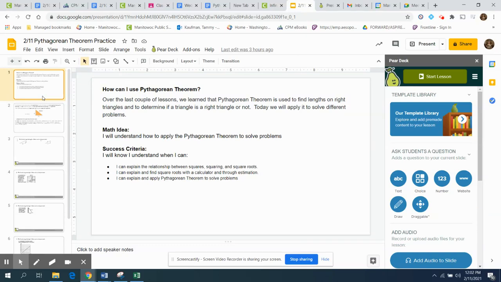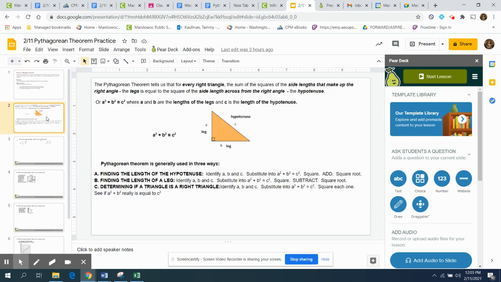Okay, so today this PowerPoint deck practices using the Pythagorean theorem. This week, we've been making the connections between squares and square roots and areas of squares and side lengths so that we can use the Pythagorean theorem. This slide really summarizes what the Pythagorean theorem is.